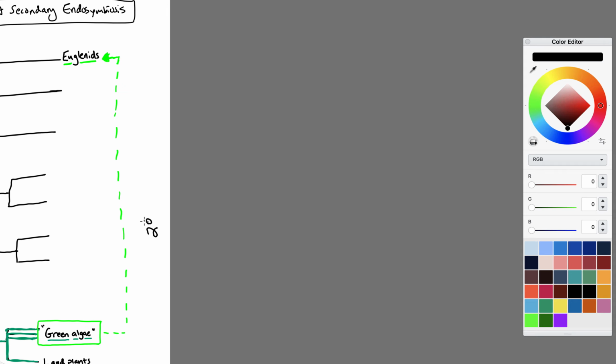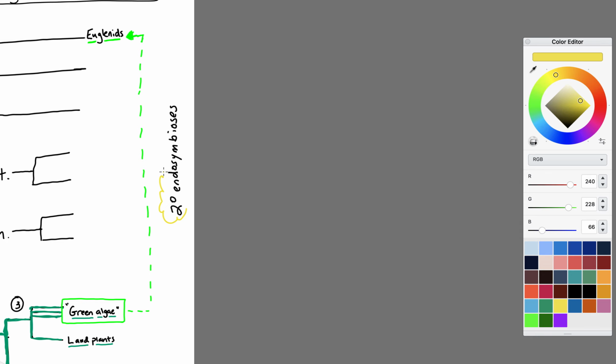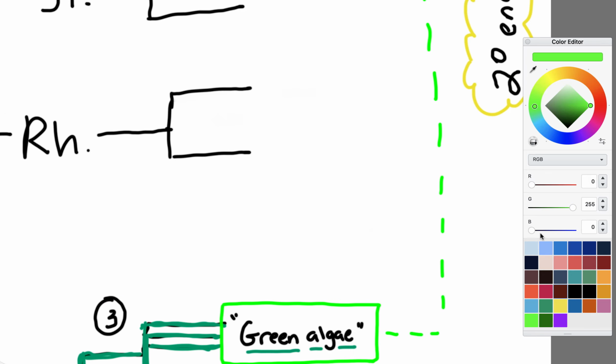I'll draw it like this for secondary. Remember, again, that's not quite meaning secondary, but it's close enough. There's multiple events here. Yellow is our secondary events. Another group that arose from engulfing a green alga is part of the Rhizarian clade. So this RH is the Rhizarian, and specifically this one's underneath the Cercozoa group there. Okay, it's the chlorarachniophytes. Arachnio, like spider. They're one of the types of the rhizarians that have those filamentous pseudopodia.